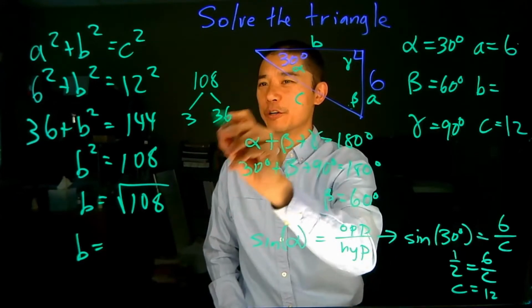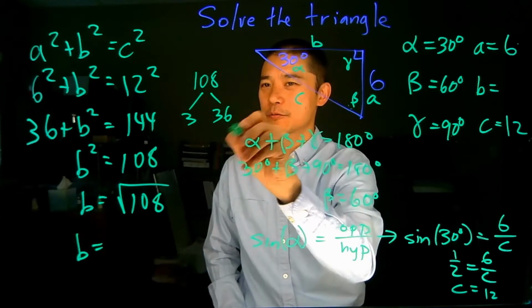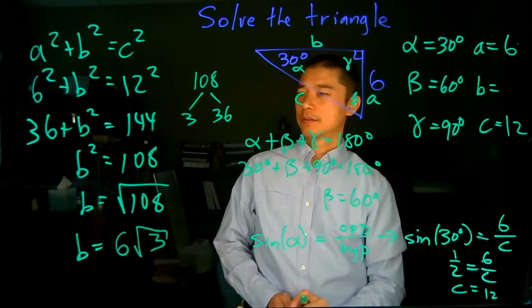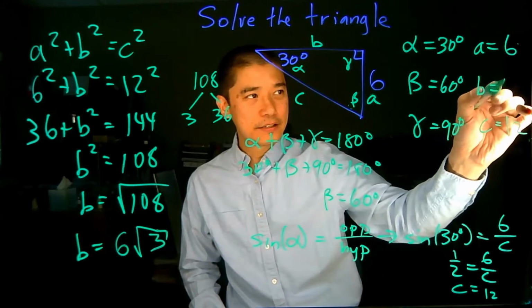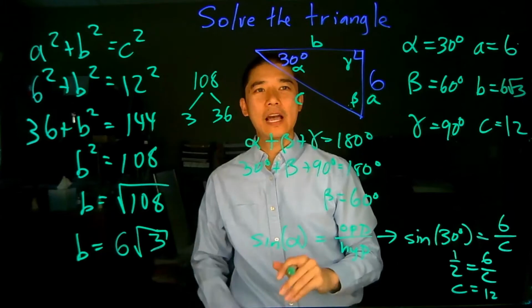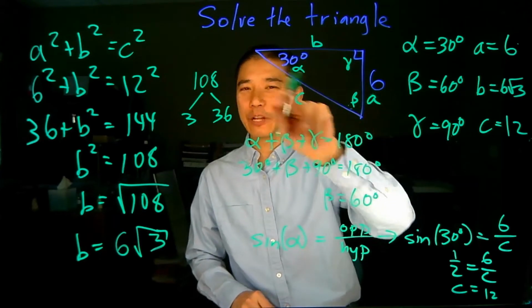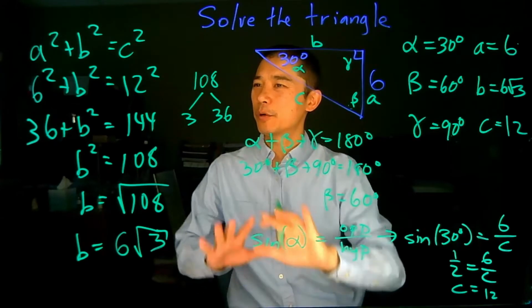So square root of 108 is square root of 3 times square root of 36. Square root of 36 is 6. So 6 square root of 3. And so the third side is 6 square root of 3. And again, because it's a 30, 60, 90 triangle, you could have done that by just remembering the ratios between the various sides. But it's important to see the big picture as well.